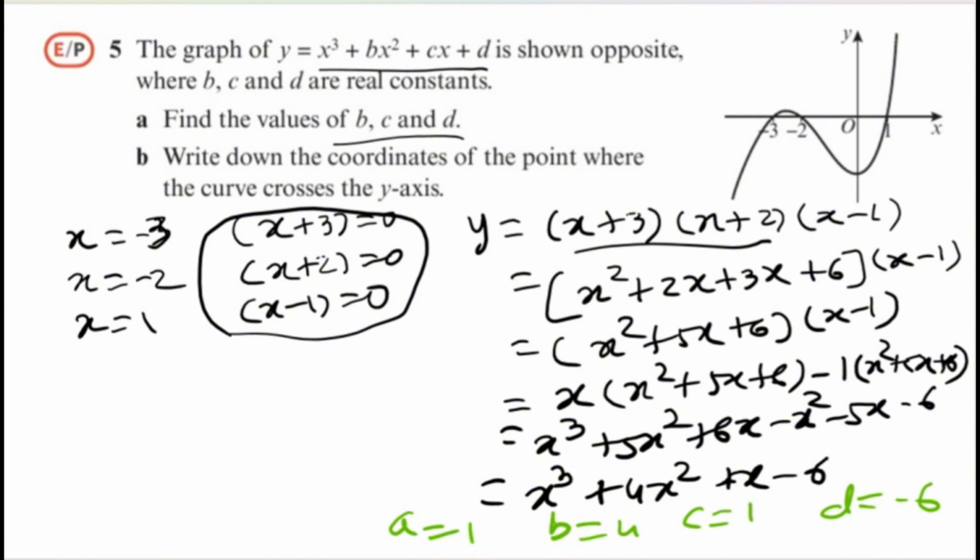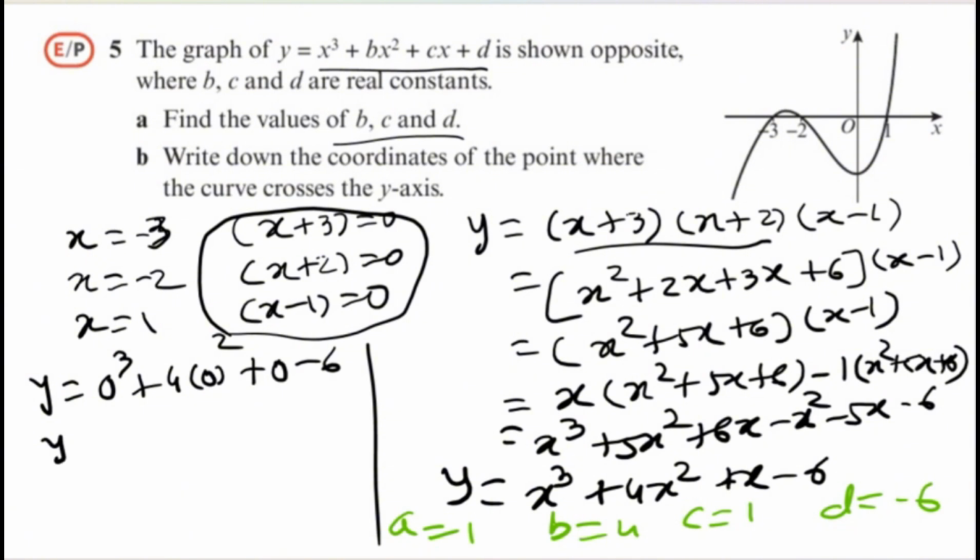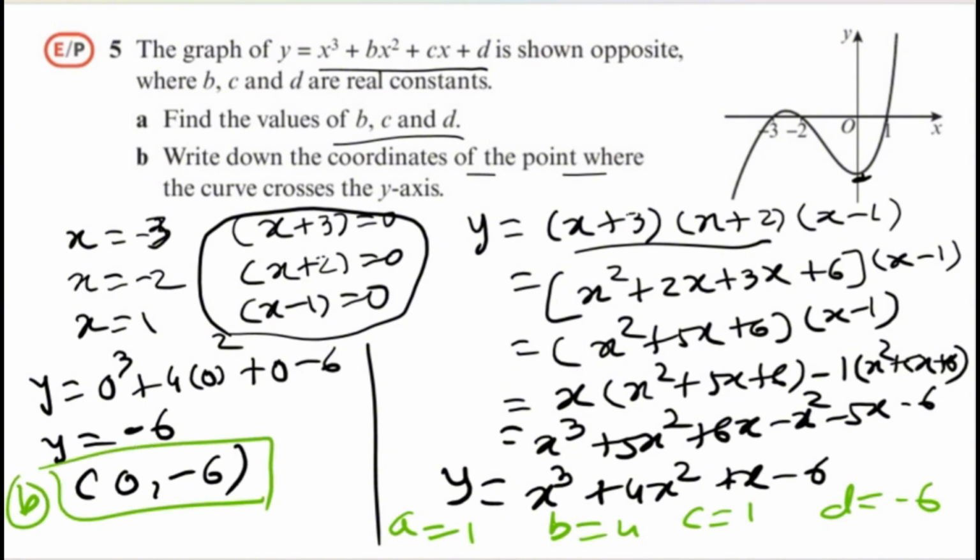Now part B, write down the coordinates of the point where the curve crosses the y-axis. Now for this case, in this given function, we have to substitute x is equal to 0. So y is equal to 0 cubed plus 4 into 0 squared plus 0 minus 6. We will get y is equal to minus 6. So the coordinate where the curve intersects the y-axis is 0, minus 6. So this is our answer for part B.